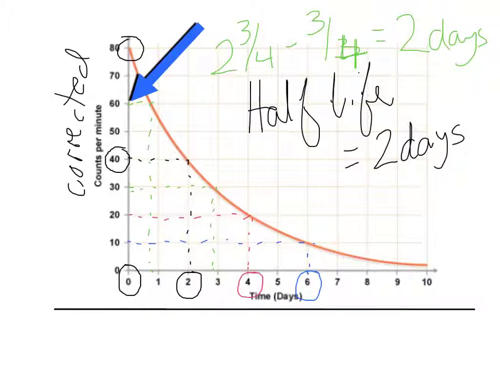2 3/4 minus 3/4 is 2 days. So we've got a half-life of 2 days. And it's as simple as that. That's how you use a graph to find the half-life.